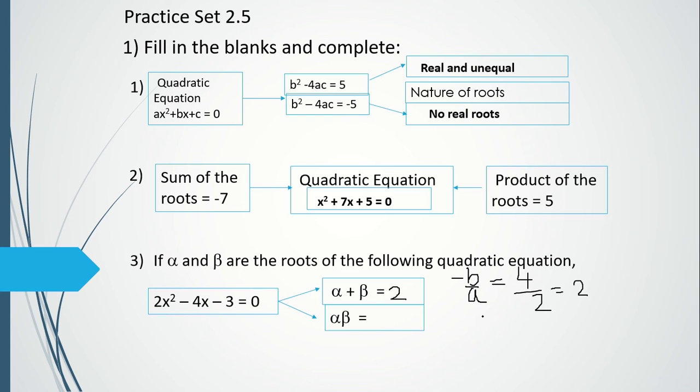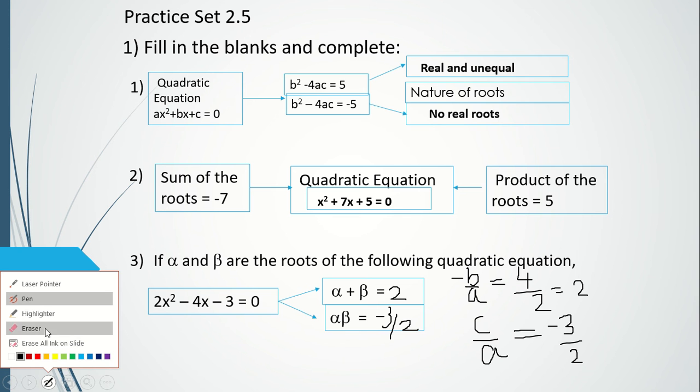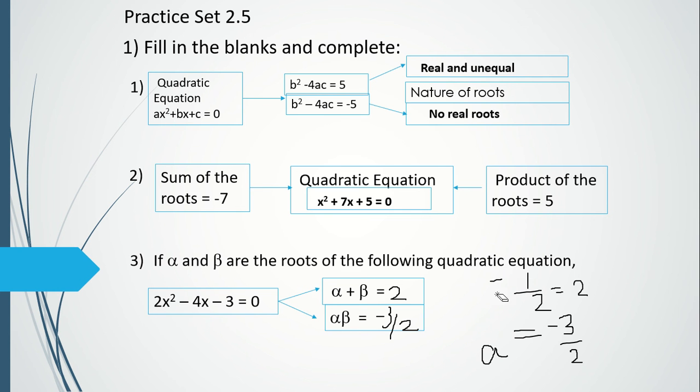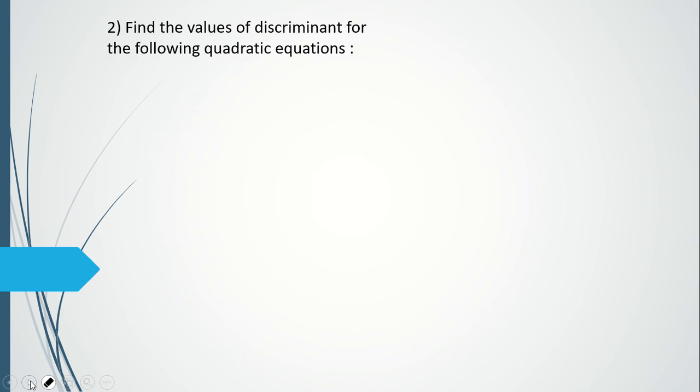And alpha beta is c upon a. C is minus 3 and a is 2. So that's minus 3 upon 2 here. Okay. So I hope that's clear. We'll proceed to the next sum.